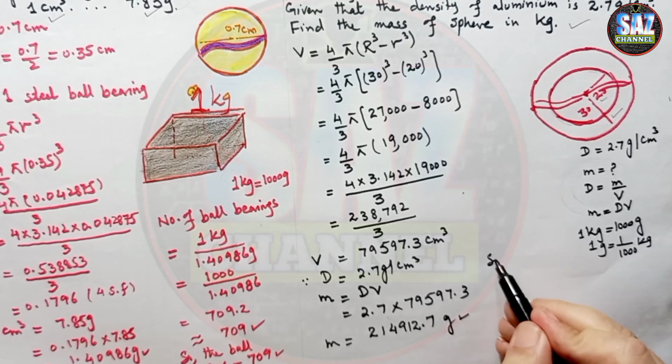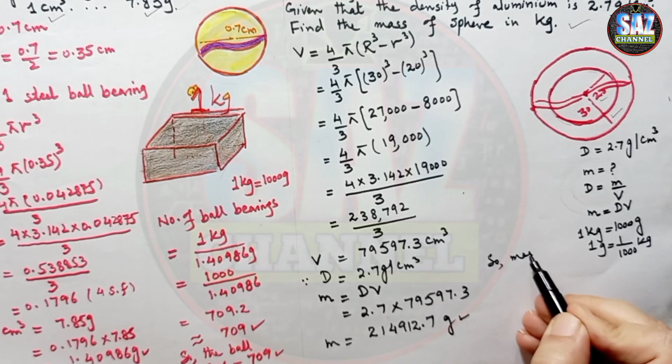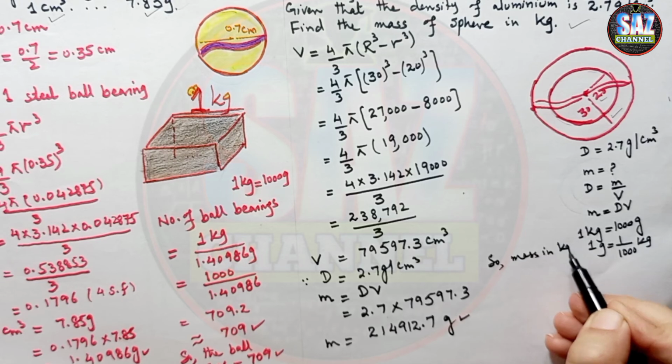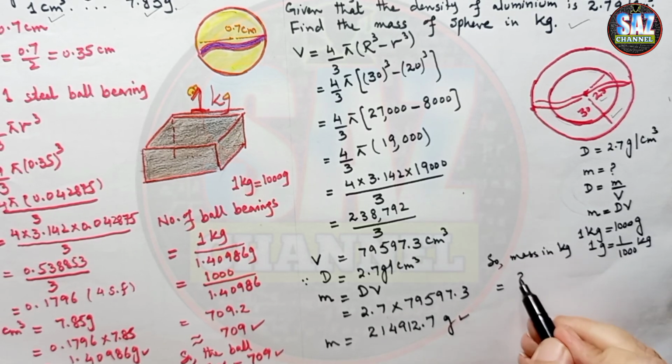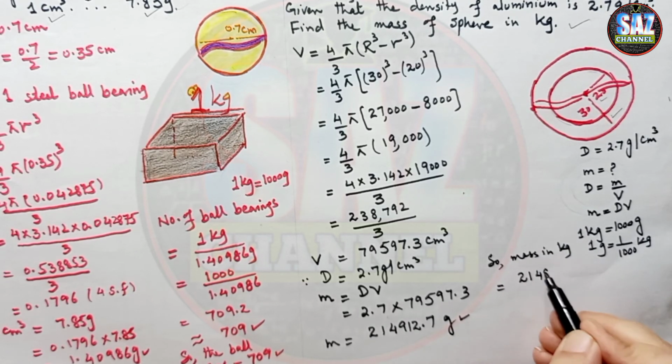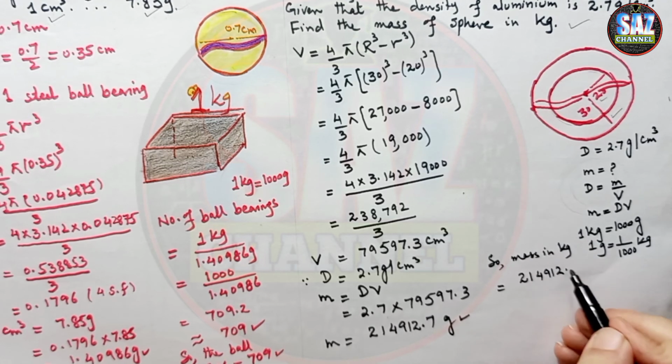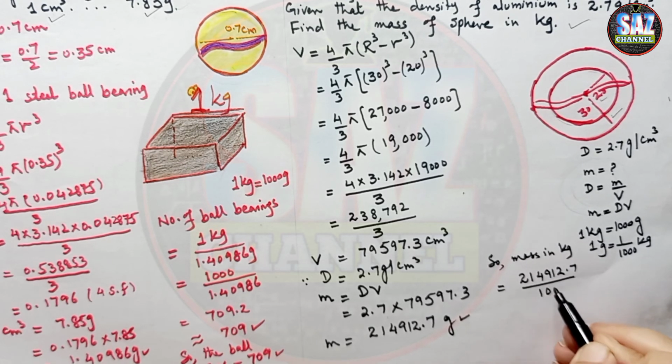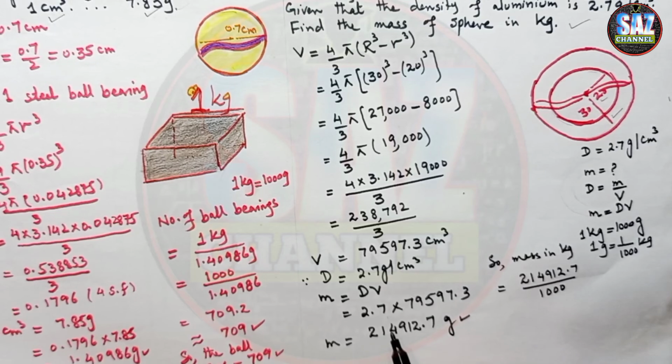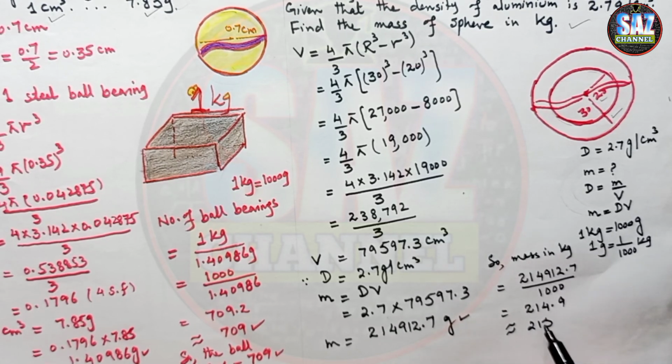So mass in kg will be equal to 214,912.7 divided by 1000, and this gives me 214.9, which is approximately equal to 215 kg.